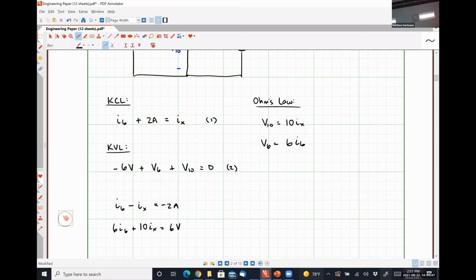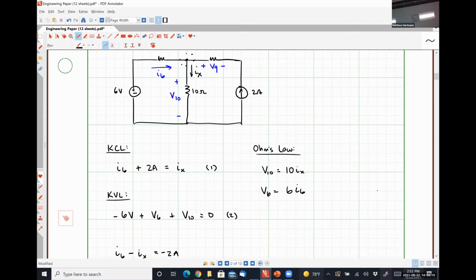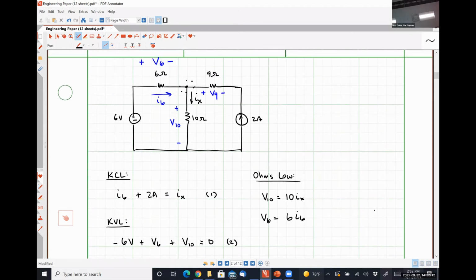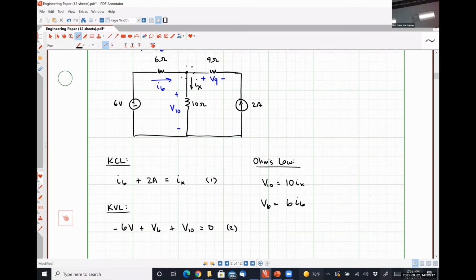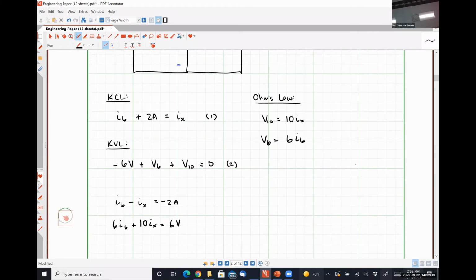So I'm moving Ix from the right-hand side to the left-hand side, so that's where that negative sign comes from. I'm moving the 2 amps from the left-hand side to the right-hand side, so that's where it gets its opposite sign. For equation number 2, I've moved the negative 6 volts over to the right-hand side. I've expressed V6 as 6 I6, and V10 as 10 Ix. Just to make sure, the current is flowing into the positive polarity terminal for both of those, so I'm using the correct Ohm's law relationship. All right.